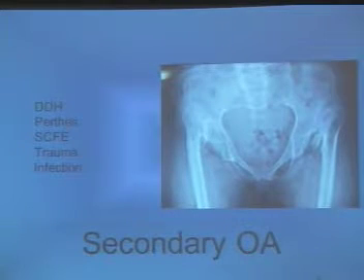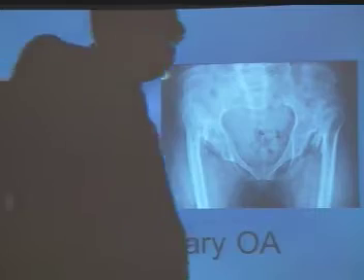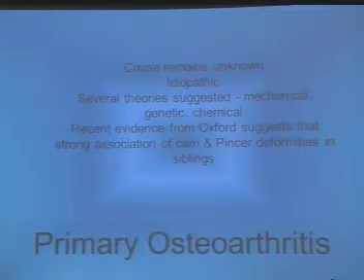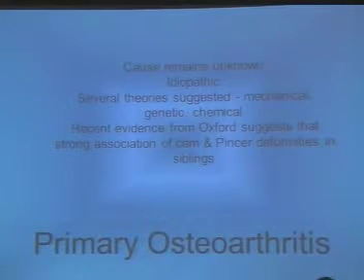The secondary osteoarthritis is well established, and there is always a cause for it. We know that there are reasons like DDH, Perthes, coxa, trauma, and infection. But primary osteoarthritis still is an idiopathic cause. Although there have been many theories, mechanical, genetic and chemical, which have been floated. And a recent study from Oxford suggests that there is a strong relation of cam and pincer deformities in siblings, which suggests a genetic origin of primary osteoarthritis.